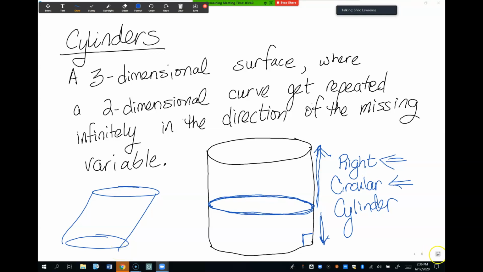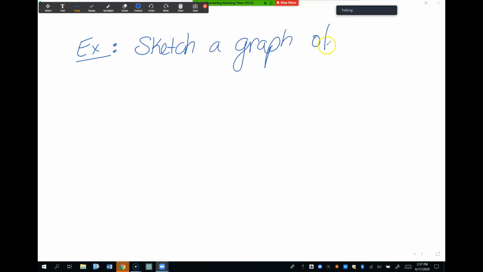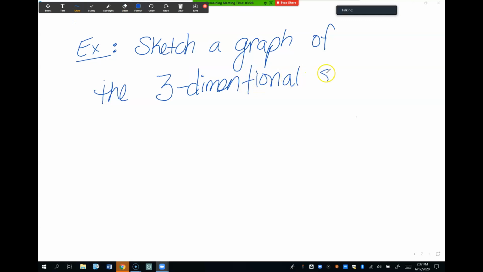So let me show you one quick equation. We've got just a couple minutes left. We're going to sketch a graph of the three-dimensional surface. Almost always the directions for these problems will very specifically tell you that these are three-dimensional. They have to tell you in the directions these are three-dimensional surfaces, because when you first look at the equation, they've only got two variables.